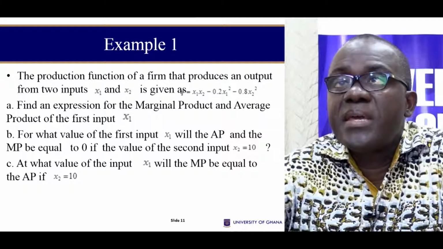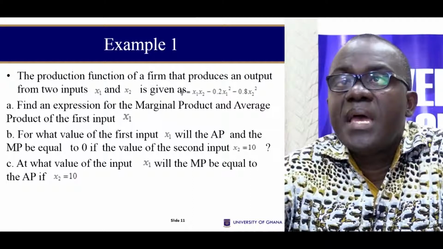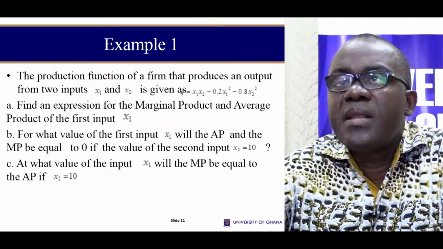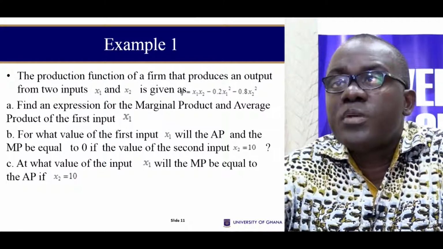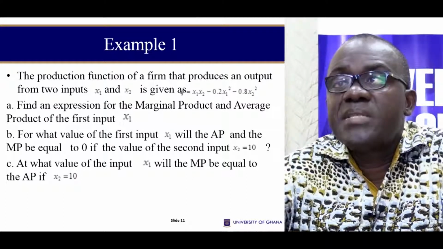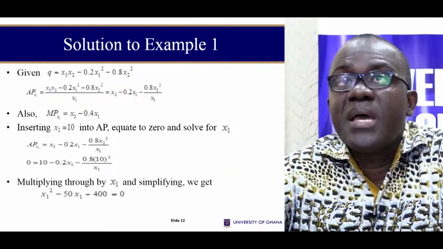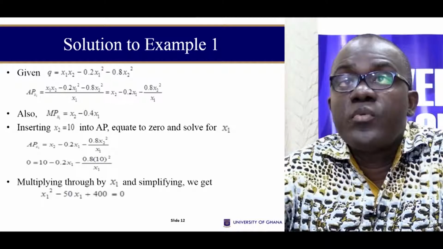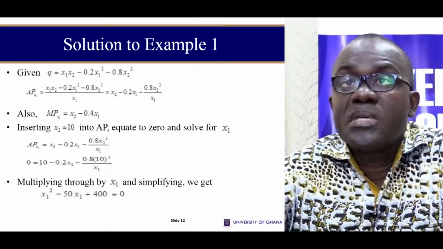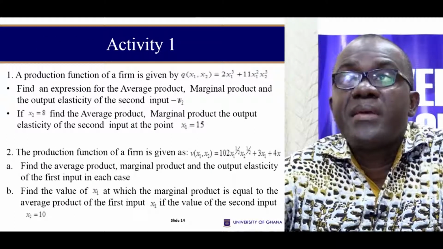We have this function over here, and our aim is to find the marginal and the average product, and also to find the value of the first input x1 at which the average product, and then the marginal product, will be equal to 0 if the value of the second input is equal to that. Further, we have tried to show the solution over here. You can take your time, go through systematically, and convince yourself that these are the solutions to the examples that we have over here.